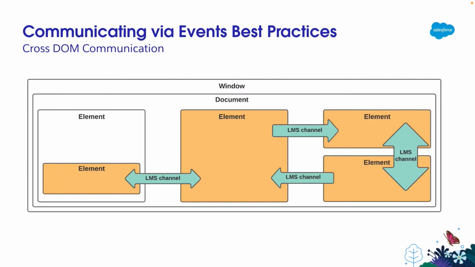Now let's take an example of a component for cross-DOM communication. In this example, we have 3 different components, and these components are loosely coupled. That means they are also not part of the same DOM hierarchy. They are completely unrelated. So for this, make sure you use Lightning Message Service.